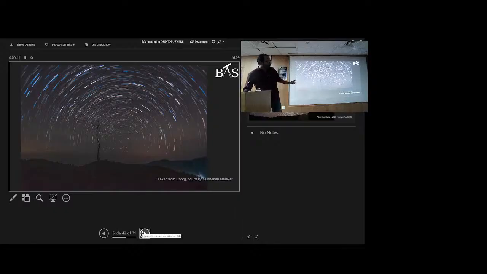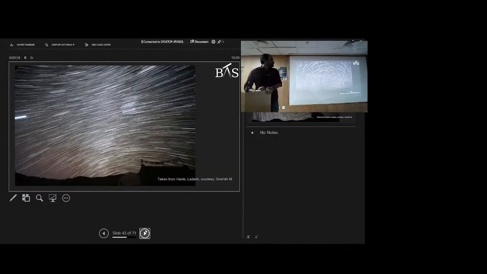Also, if I tell you that each of the star trails is subtending an angle of 15 degrees, can you tell me how long was the duration of the star trail? 1 hour. Nice.